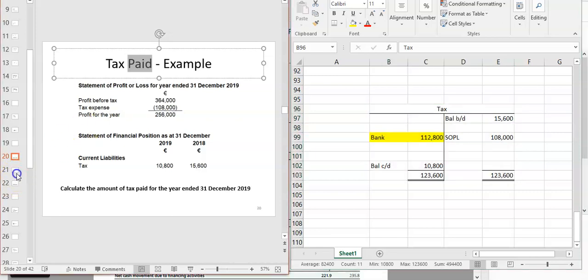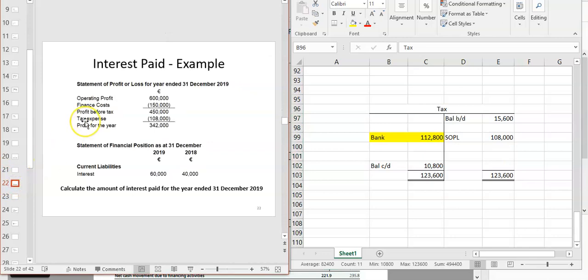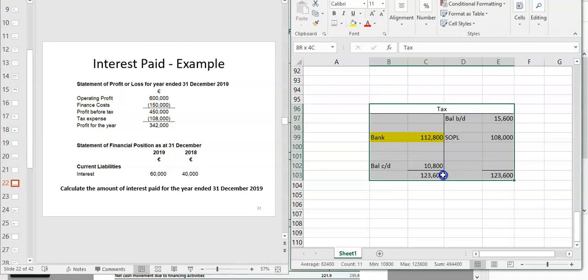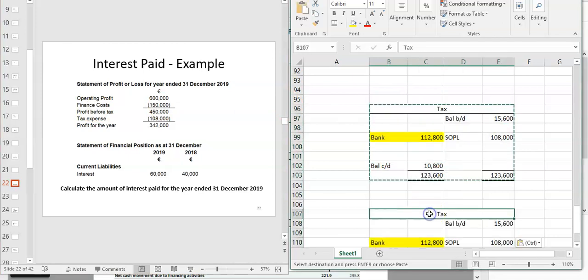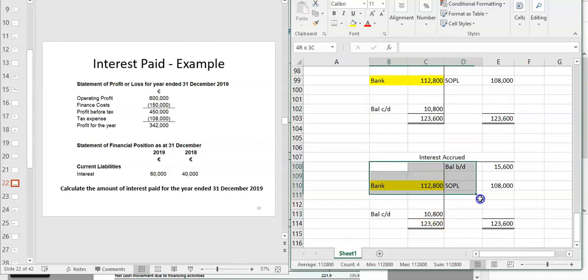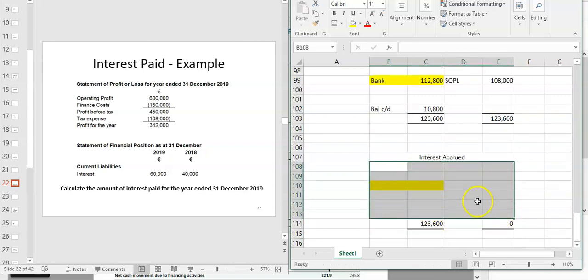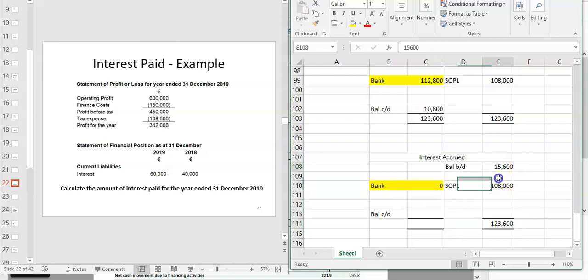Very similar approach to interest paid. If we have the finance costs for the year, which are expenses, we call this interest accrued or interest owed at the year end. So if we know, for example, what the interest expense for the year is, if we know how much we owed at the start of the year and how much we owed at the end of the year, we can figure out how much interest we actually pay during the year.